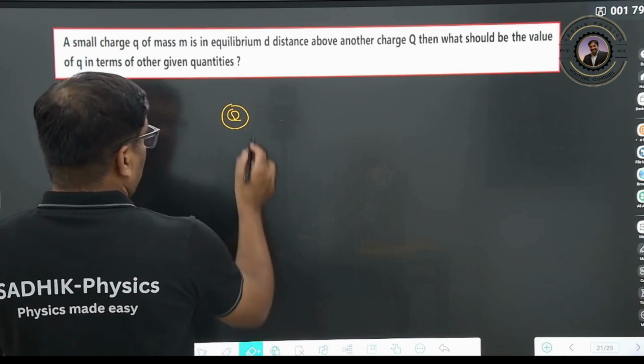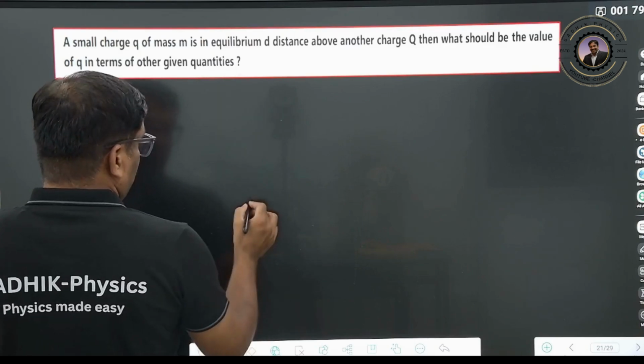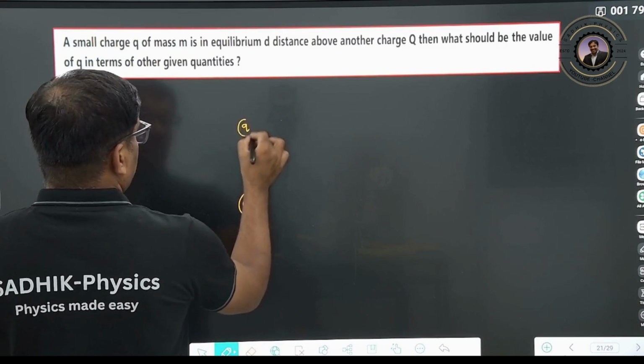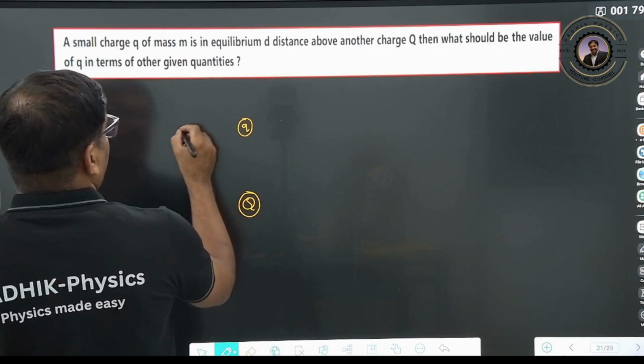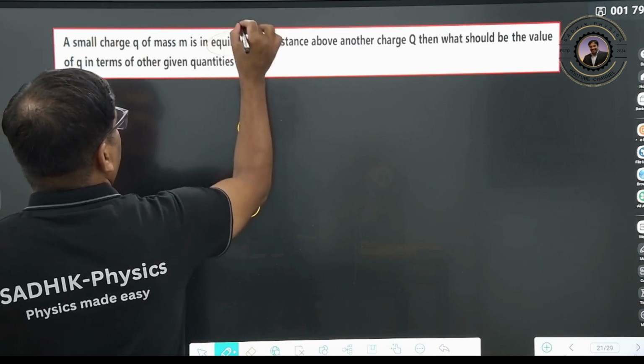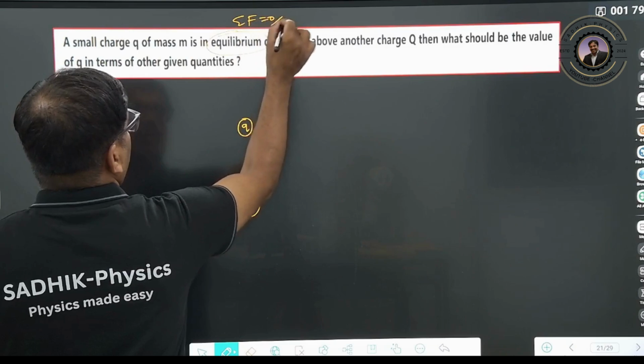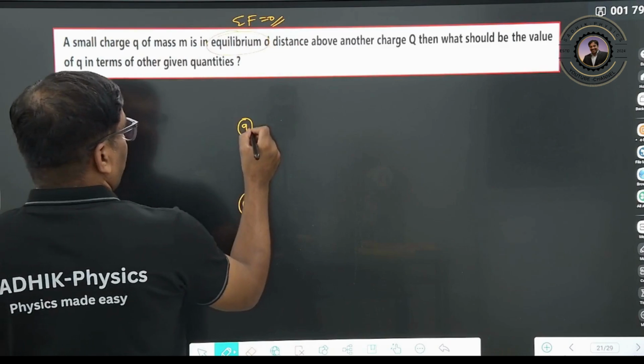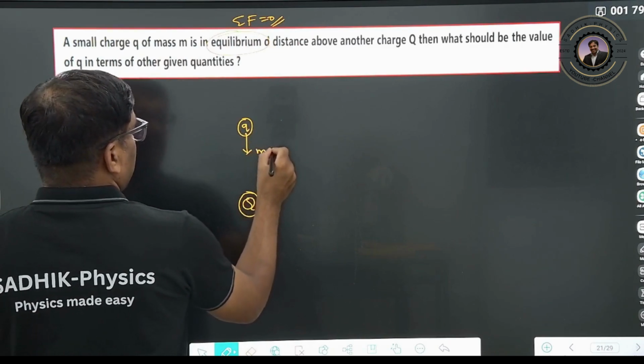So what is given here? There is a capital Q. What will it do now? Here one small q is there, and it is said that it is under equilibrium. Under equilibrium, the total force will be equal to 0. So what forces will be there now? It has mass m, so there is a downward force mg.